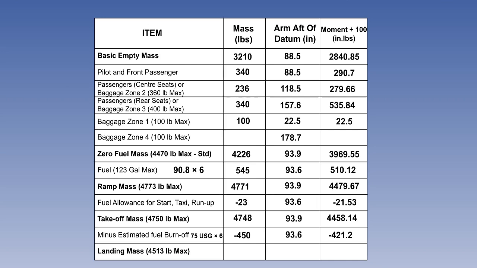To arrive at the mass and moment for landing, the fuel burn-off must be entered in the manifest, and because it is given in volume, 75 US gallons, it must be converted to mass, giving 450 pounds, using the standard conversion in the CAP. The landing mass and moment is calculated by subtracting the fuel burn-off mass, 450 pounds, and moment, 421.2 pound-inches, from the takeoff mass and moment. This completes the loading manifest for the multi-engine piston.